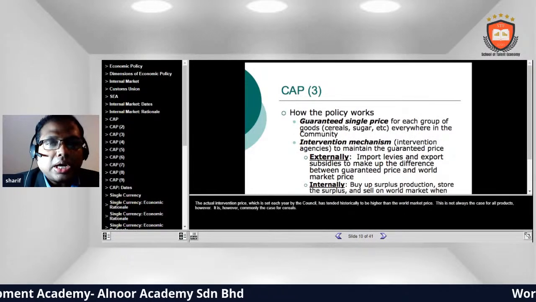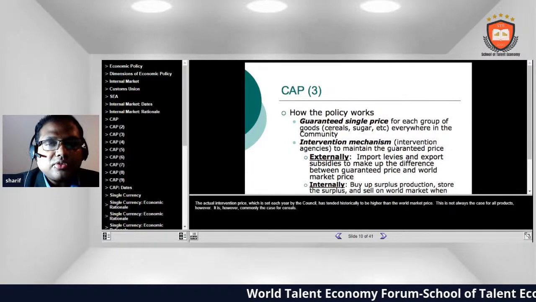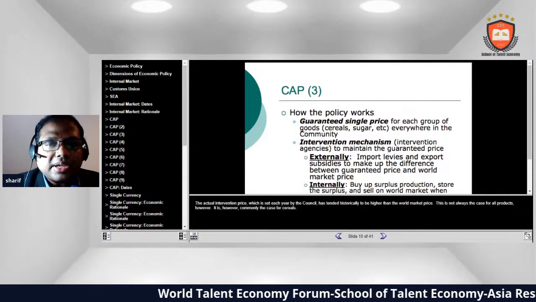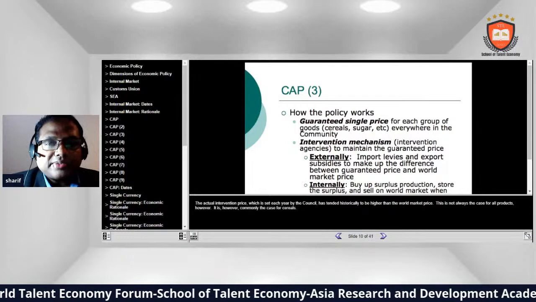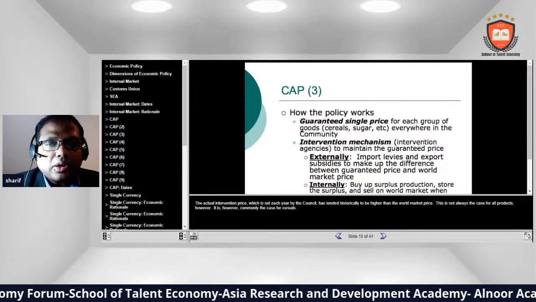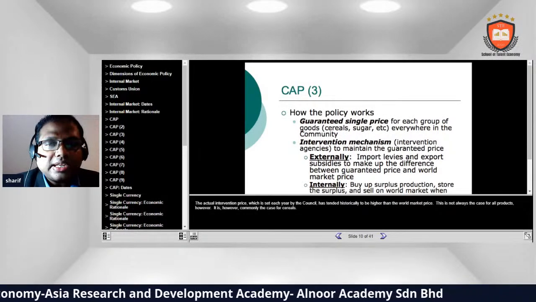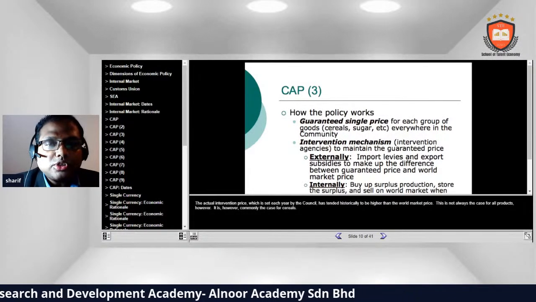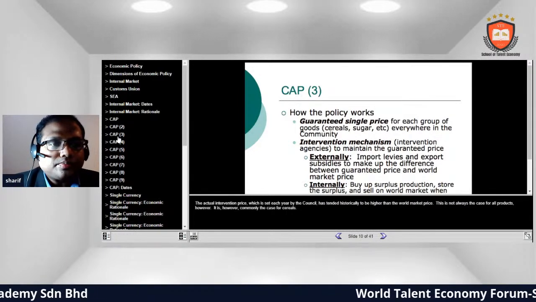CAP 3, how the policy works: a guaranteed single price for each group of goods for everyone in the community, and an intervention mechanism to maintain the guaranteed price. Externally, import levies and export subsidies make up the difference between the guaranteed price and the world market price. Internally, buy up surplus production, store the surplus and sell it on the world market, and so on.